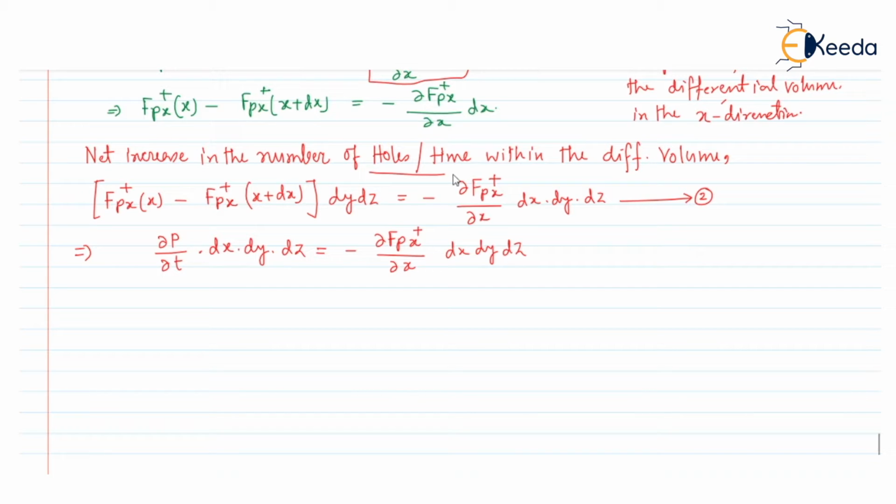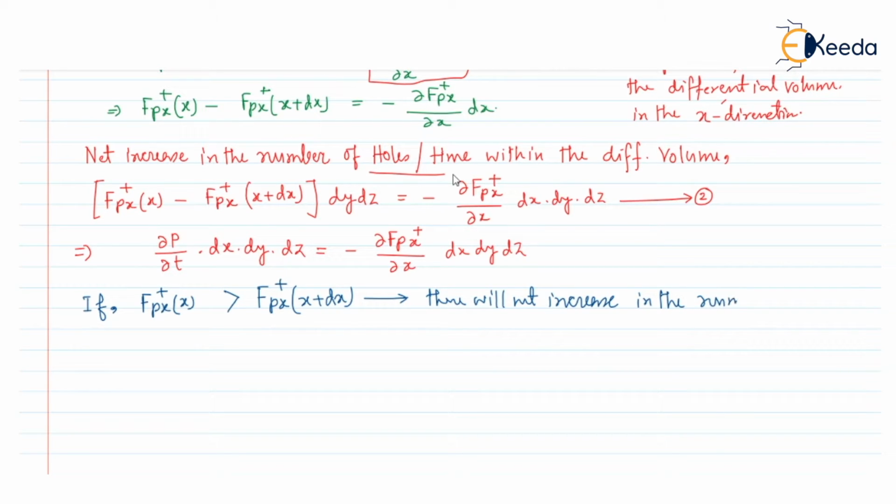Now from this equation we can say that if Fpx of x plus is greater than Fpx of x plus dx plus, if this happens, then from equation 2 we can say that there will be a net increase in the number of holes in the differential volume element with time.